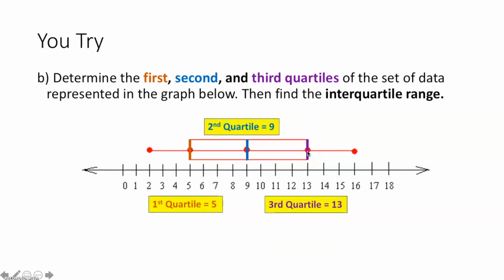to be this 13. And then to figure out your interquartile range, or IQR, you just take the third quartile and subtract the first quartile. So 13 minus 5 is going to give you 8. That's your IQR, or interquartile range.